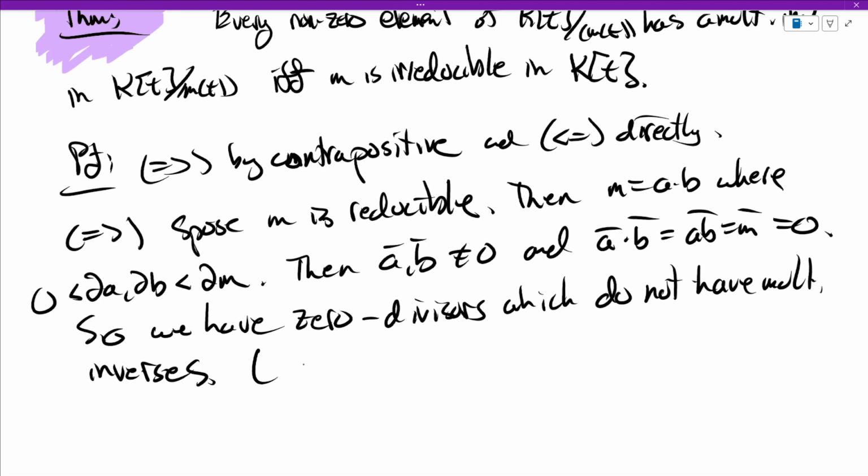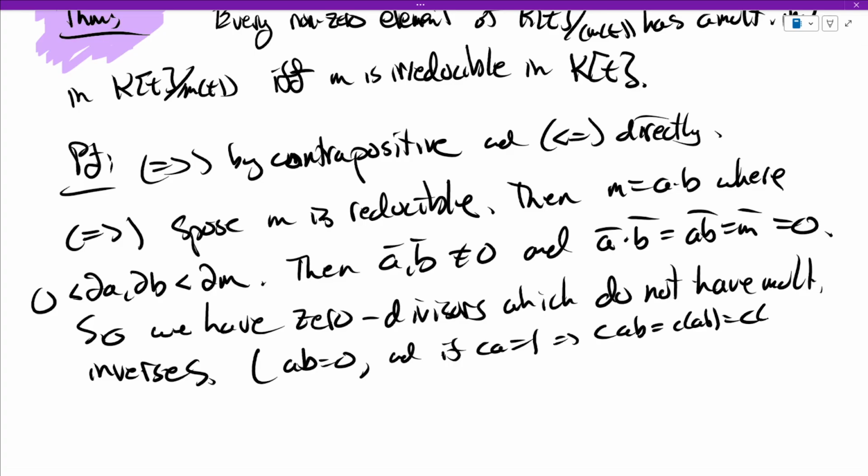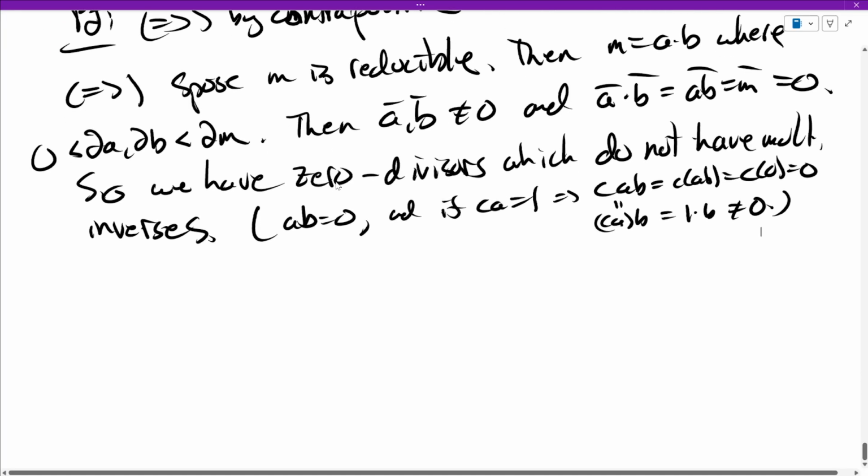So a quick proof: AB is 0. This is just a general fact, so I'm just stating it as a general fact, but if you want to see a proof, you can look at any ring theory book. If AB is 0, and if CA is 1, then CAB is C0, which is 0, but it's also CAB, which is 1B, which is B, not 0 because B is non-zero. That's a contradiction. Okay, cool. We have zero divisors, which do not have multiplicative inverses. Great.